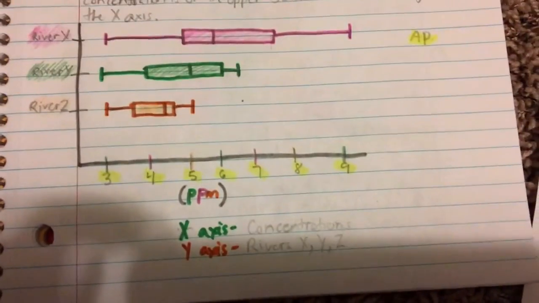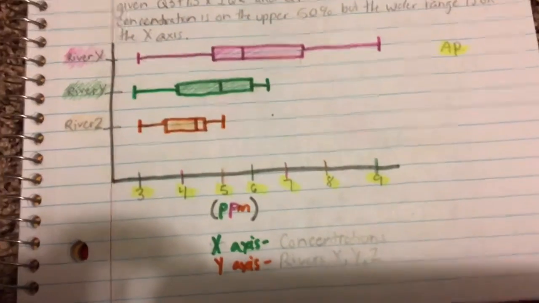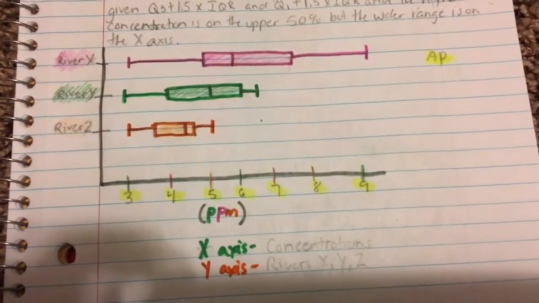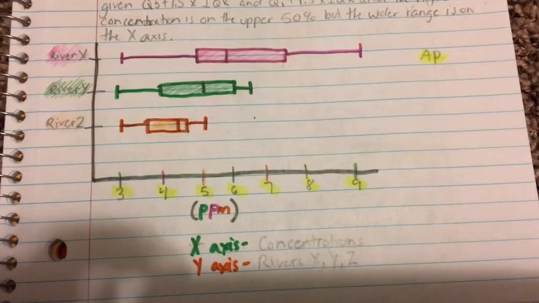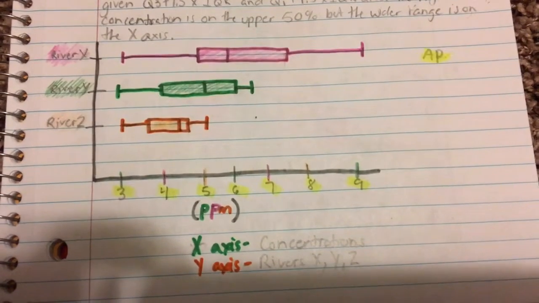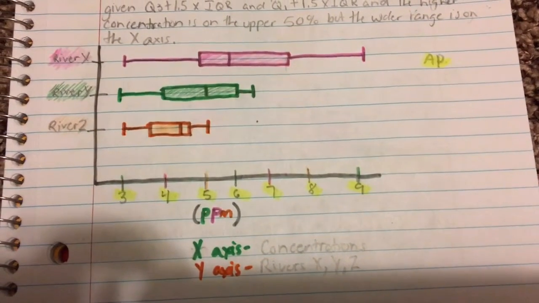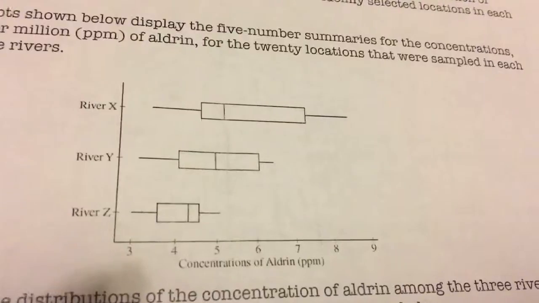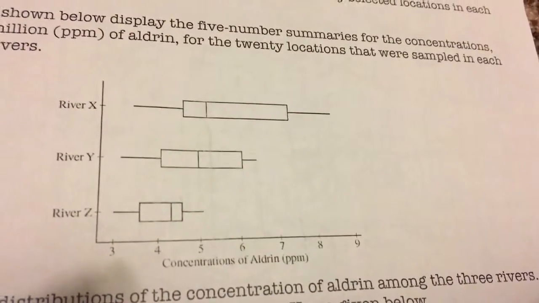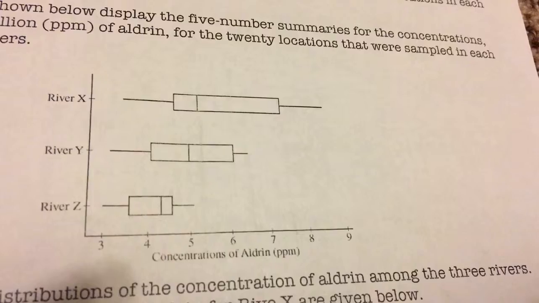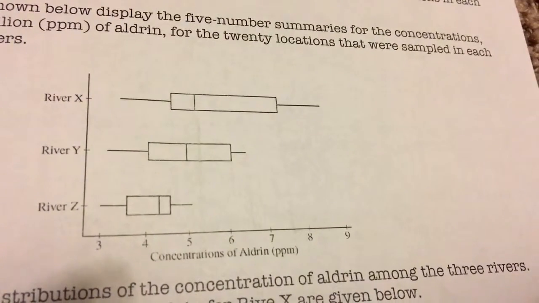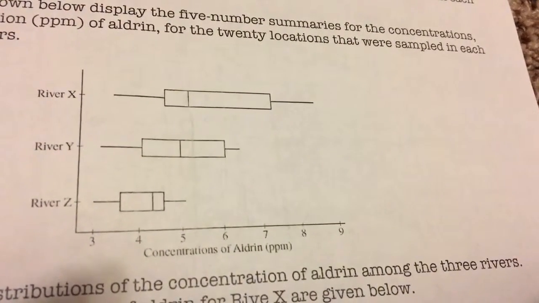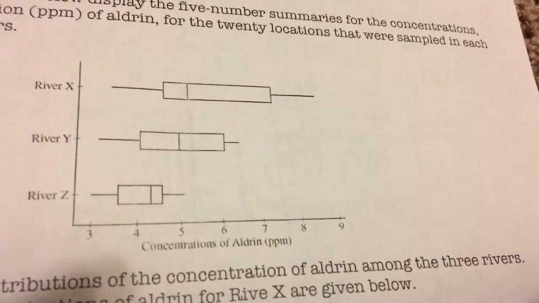So as you can see, I recreated the image given before just so you can see it easier, and my x-axis holds my concentration and my y-axis holds rivers X, Y, and Z. To answer question A, looking at the concentrations, you can see that river X has a widespread range from approximately 3 ppm to 9 ppm.